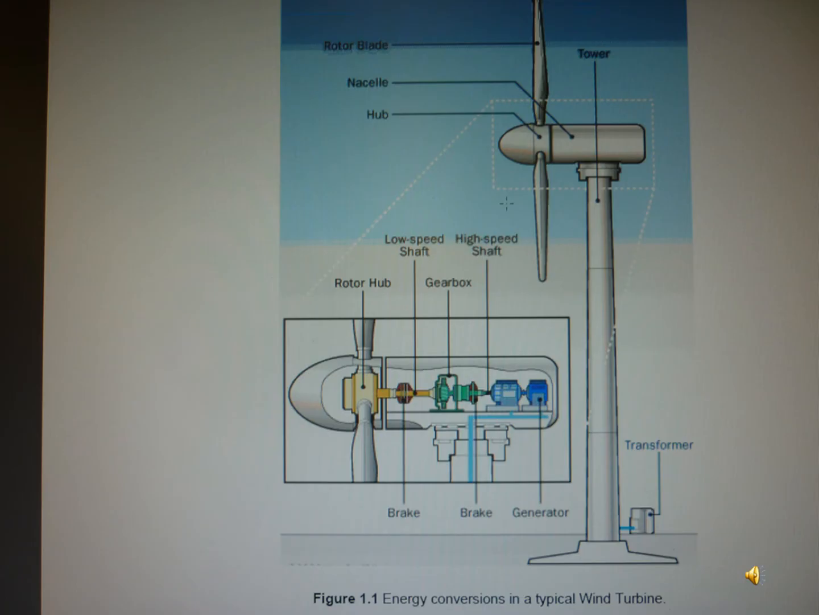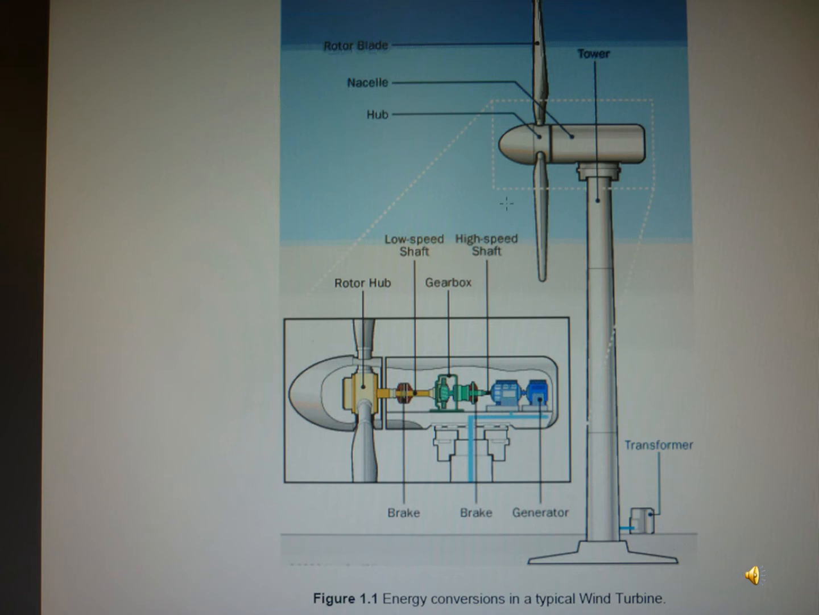This is the construction diagram of this wind turbine. The wind turbine is installed on the tower, and it also includes the rotor blade and the shaft. Inside this wind turbine, you can see the rotor shaft, the low speed shaft, the gearbox, and the high speed shaft. It also includes the blade.